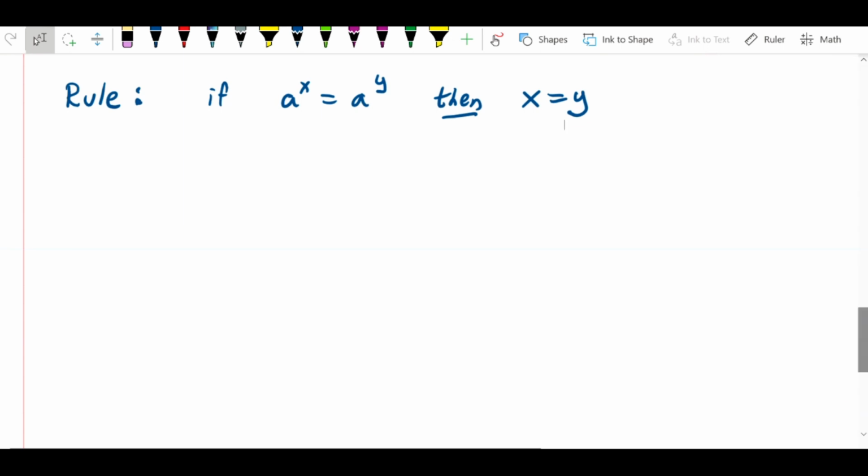A fairly important rule about the way that exponents work is that if a to the x is equal to a to the y, this means that the two exponents are equal to each other. In other words, what I've written here implies that x equals y. I just want to show you an example of how this is used in a problem.